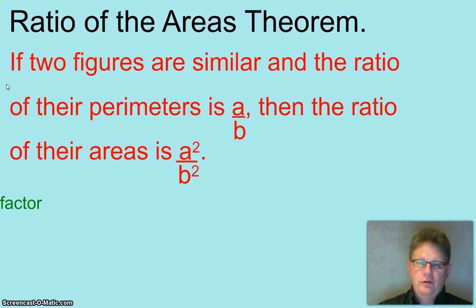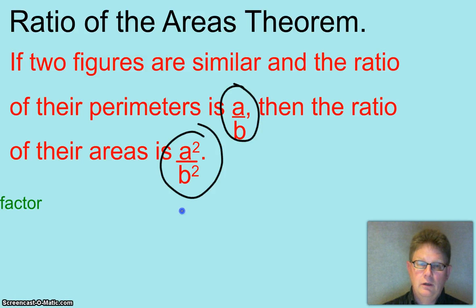The ratio of areas theorem. If two figures are similar and the ratio of their perimeters is A over B, then the ratio of their areas is A squared over B squared. So, if the ratio of the perimeters is A over B, then the ratio of the areas is A squared over B squared.